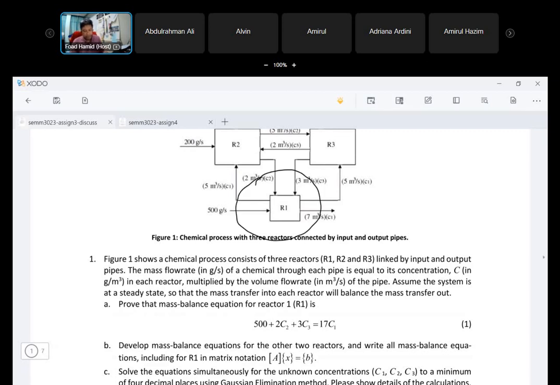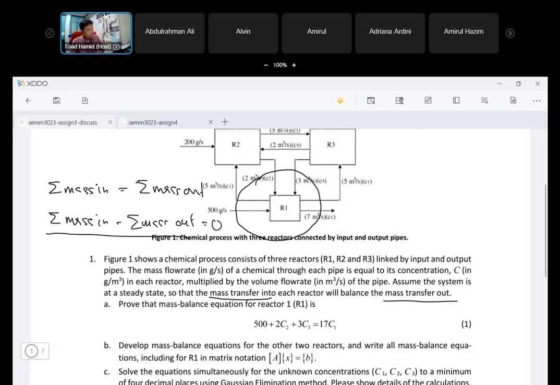So it is very straightforward, right? It says that the mass transfer into will balance the mass transfer out. So basically, summation of mass in must equal summation of mass going out. Or I just put it like this: mass in minus summation of mass out equal to 0. This is one way of seeing it. So this is just mass balance.